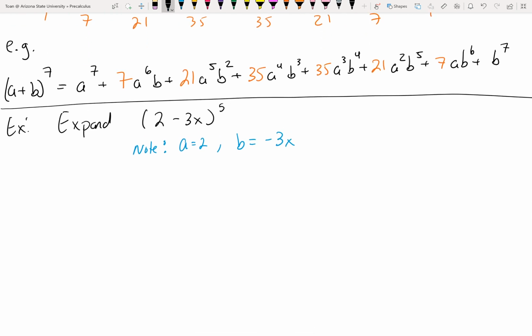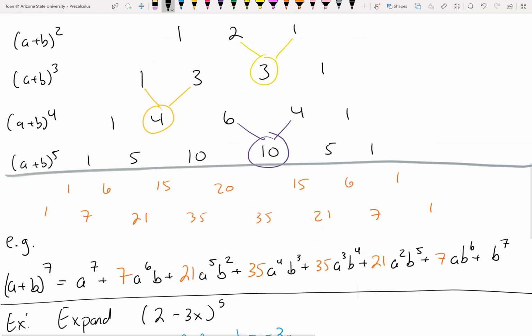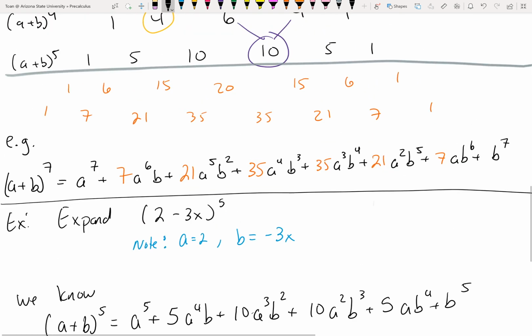So we know that if we do a binomial to the 5th power, it's going to be a to the 5th plus a to the 4th b plus a cubed b squared plus a squared b cubed plus a b to the 4th plus b to the 5th, excuse me. Now, using Pascal's triangle from above, we know the coefficients will be 1, 5, 10, 10, 5, 1. Yep.